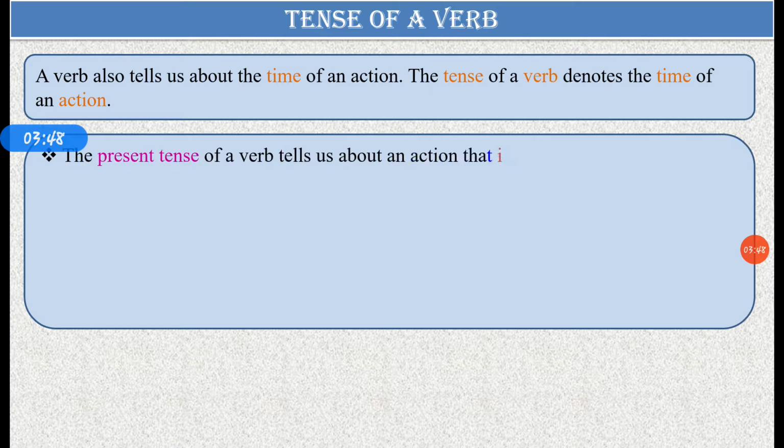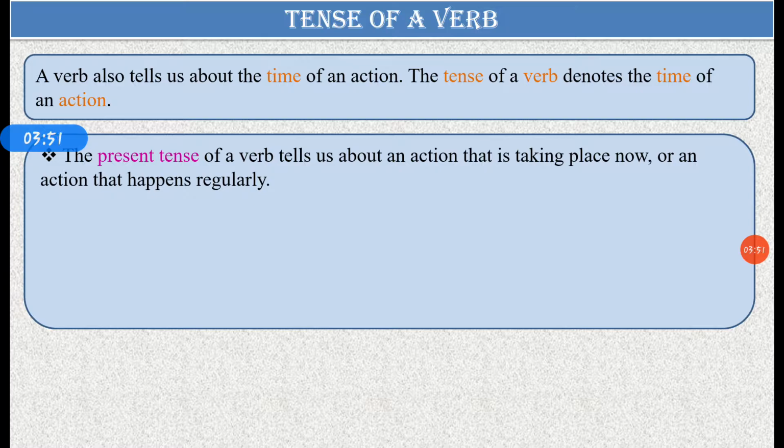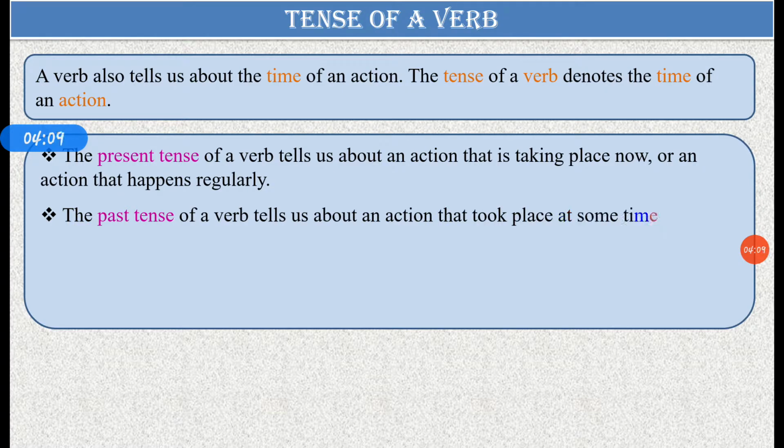First, the present tense of a verb tells us about an action that is taking place now or an action that happens regularly. जो verb का जो present tense होता है उससे हमें ये पता चलता है कि ये जो action है वो अभी हुआ है या फिर ये रोज़ होता है. The past tense of a verb tells us about an action that took place at some time in the past. वर्ब का जो पास्ट टेंस होता है इससे हमें ये पता चलता है कि ये जो एक्शन है ये पास्ट में हो चुका है.